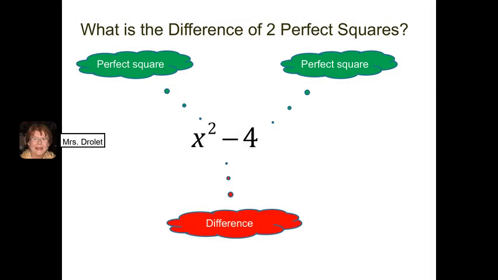So you must recognize what the difference of two perfect squares is. What you see on the board is an algebraic expression that represents the difference of two perfect squares. Notice we have a perfect square here. X squared is a perfect square. 4 is a perfect square. And it must be the difference. It can't be addition. It's got to be the difference of two perfect squares. Recognize that you have the difference of two perfect squares, and then I'll explain what happens in order to factor.